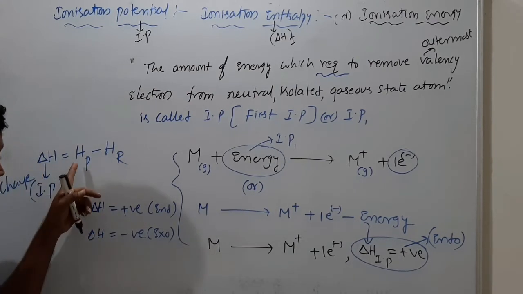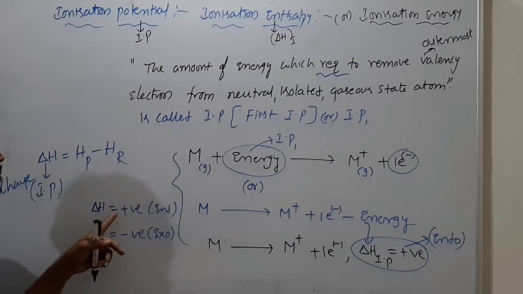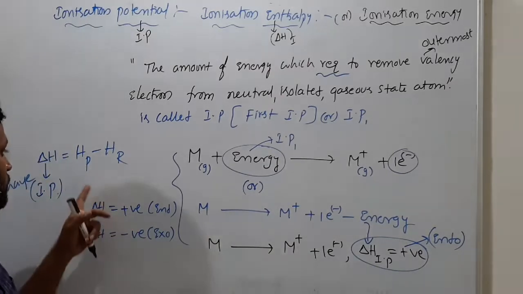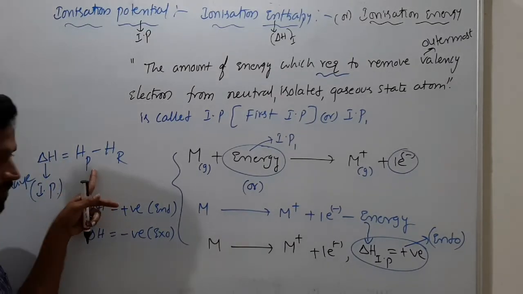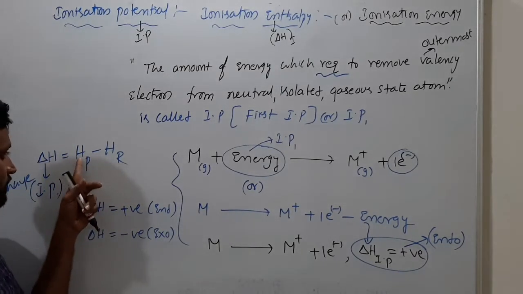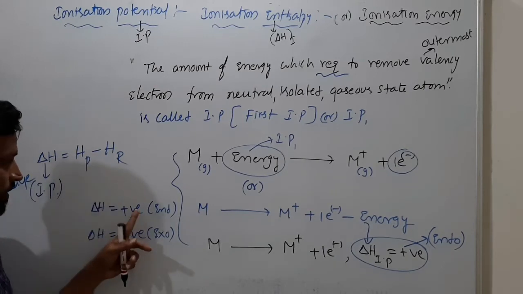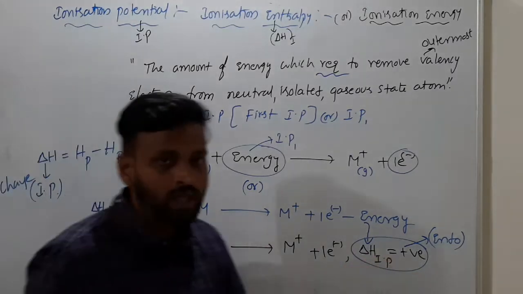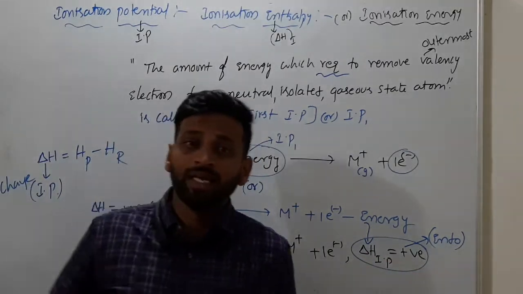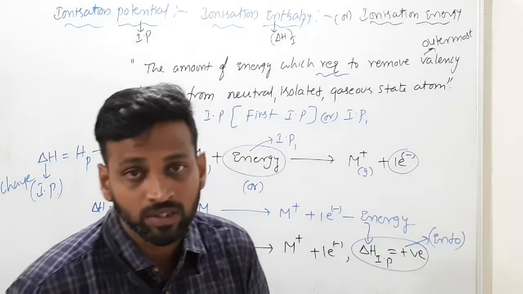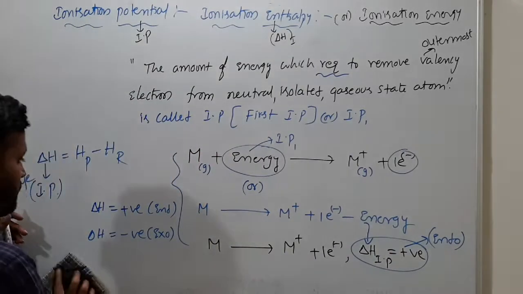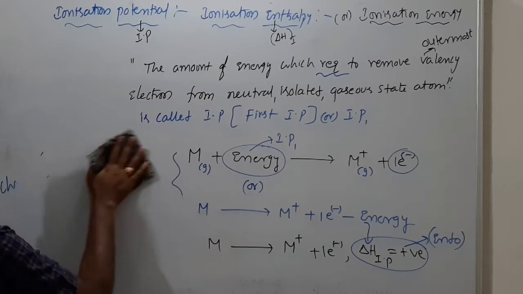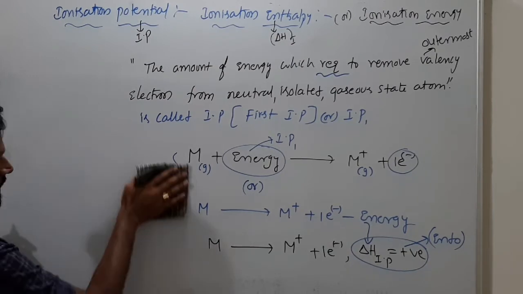Understanding? So if products have more energy, then positive. If HP, meaning the enthalpy of products, is more, it is a positive value, then it is endothermic. Why positive, understood? Is removal of an electron an exothermic or endothermic process? Endothermic. Okay, so delta H is positive. Clearly you will understand all. So you must know all these things.